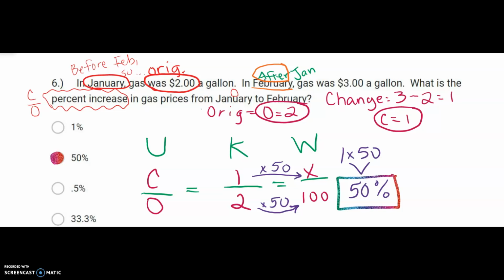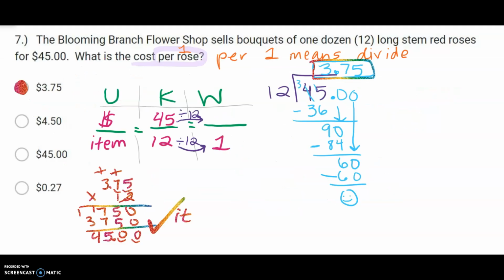All right, let's take a look at number 7. Okay, number 7 says, the Blooming Branch Flower Shop sells bouquets of 1 dozen, which is 12, long stem roses for $45. What is the cost per rose? So I put in notes for you that per 1 means to divide, and also that per rose means per 1. So we set up the chart also, and that helps us see the pattern.